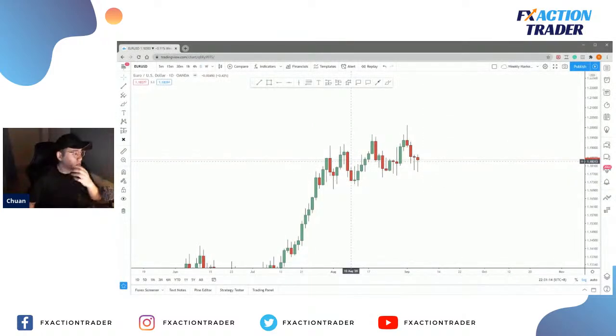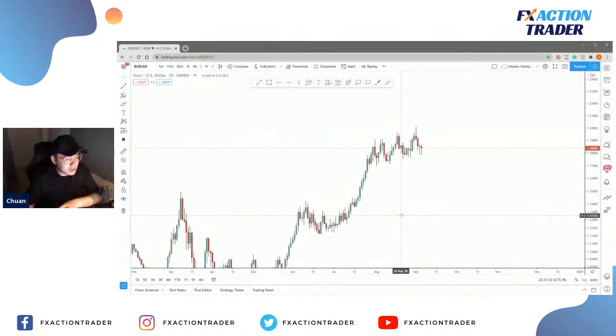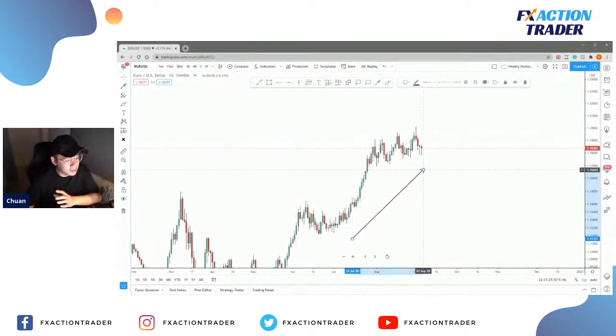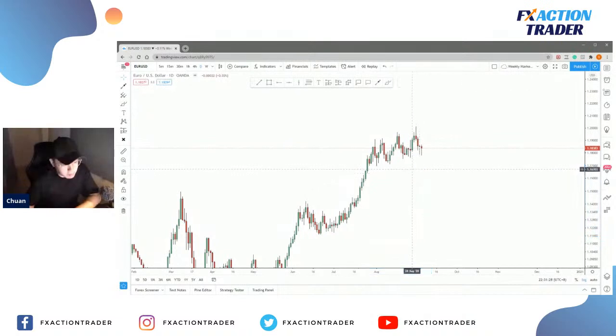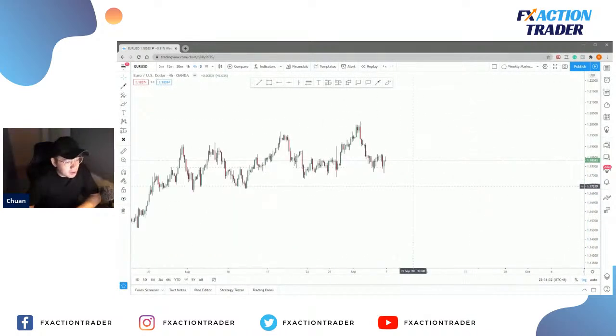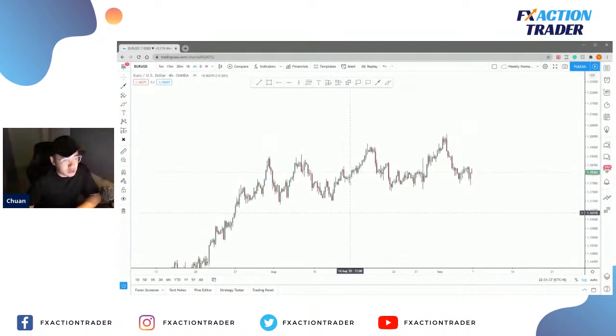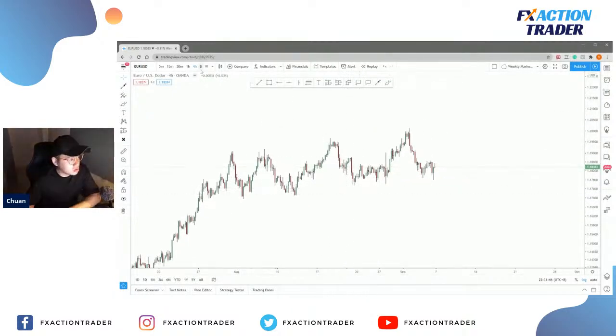Okay, back to this Euro Dollar chart. Why do I say this chart is a bit tricky? Because from the daily chart, very obvious, we know that the trend is going up. The trend is still going up from the daily chart. But on H4, we start to see that the bullish momentum is actually slowing down, and the market has started to consolidate.